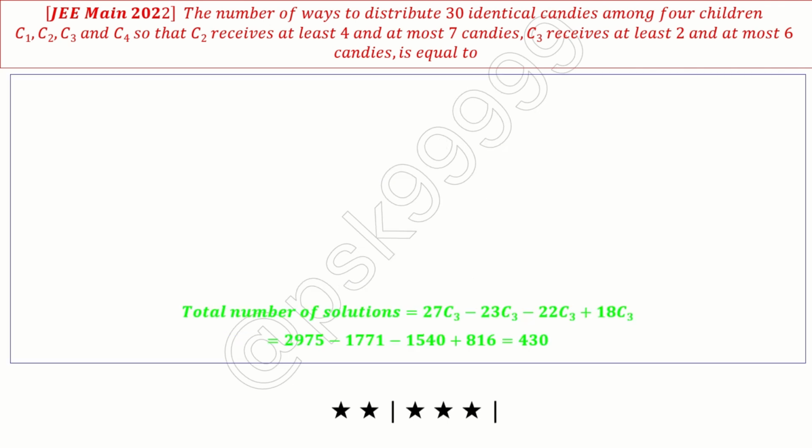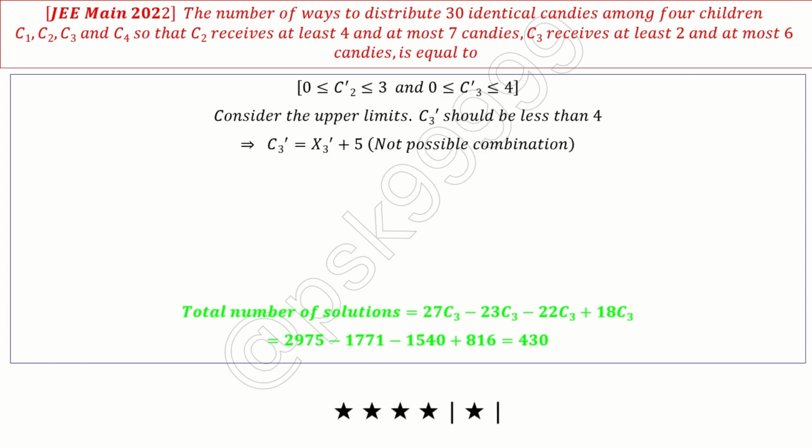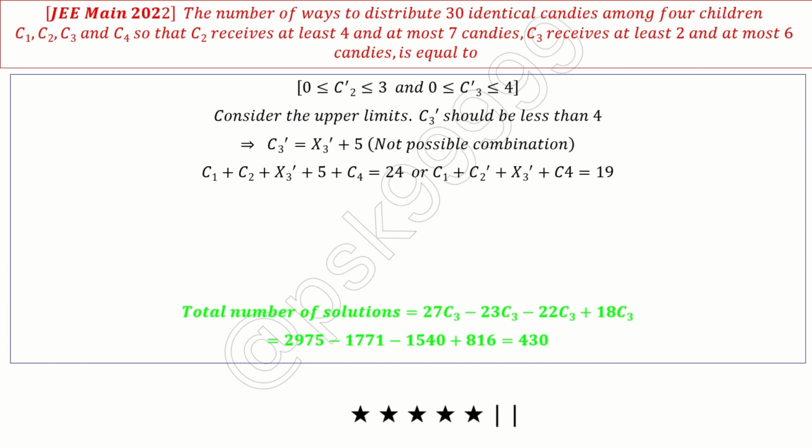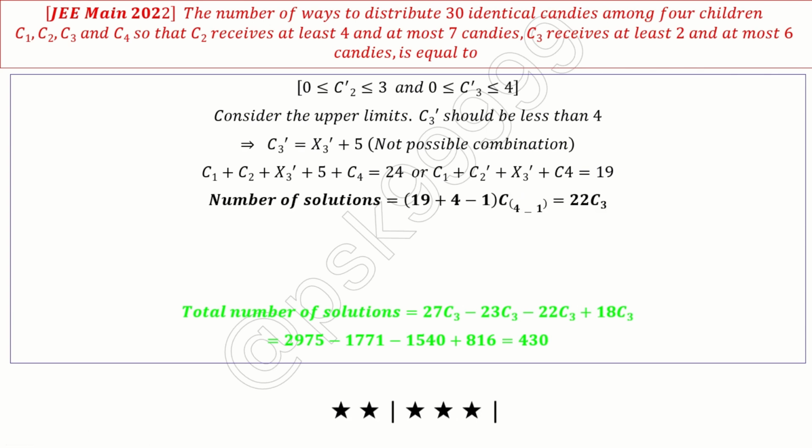So now continue and consider the upper limit for C3 now. C3 dash should be less than 4. That means I will consider C3 dash as x3 dash plus 5. It should not be more than 5, right? So I will consider this case and subtract this. Again substitute: C1 plus C2 dash plus x3 dash plus 5 plus C4 equal to 24, or C1 plus C2 dash plus x3 dash plus C4 equal to 19. So this is again 19 plus 4 minus 1 C 4 minus 1, which is 22C3. And remember, this includes C2's upper limit again.